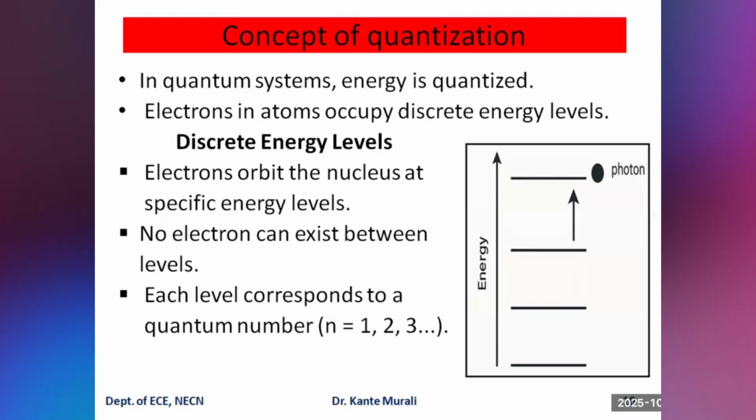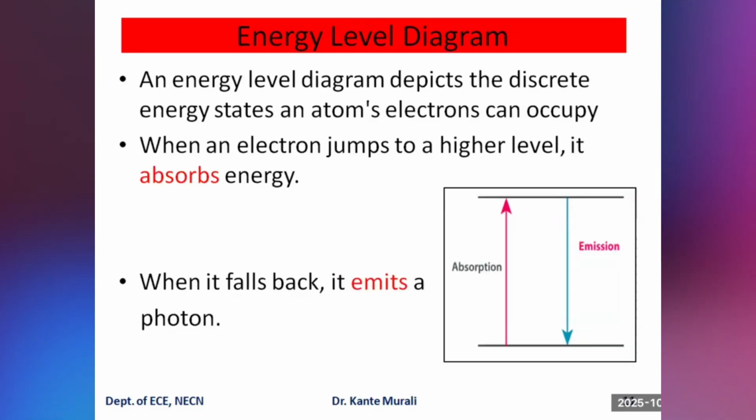However, no electron exists between the levels. Each level corresponds to a quantum number. The concept reveals that energy is quantized. The electrons in an atom occupy discrete energy levels. When an electron jumps from a low energy level to a high energy level, it absorbs energy. On the other hand, when it falls from a high energy level to a low energy level, emission takes place, like in an LED or laser. This reveals the concept of quantization and how the energy levels are discrete, and how we can make use of the discrete levels concept to build systems like lasers, photo detectors, etc.